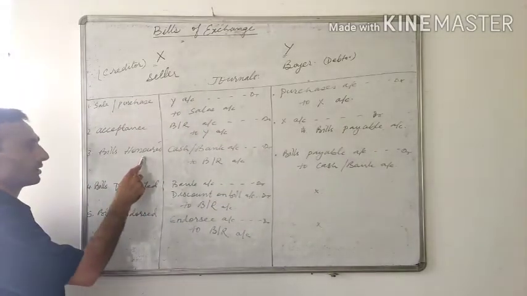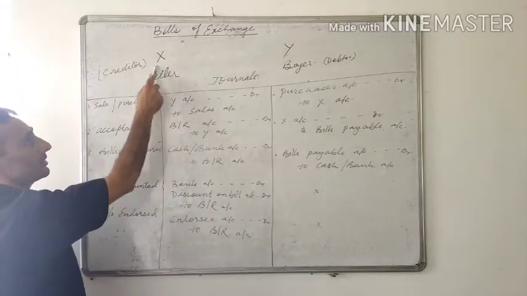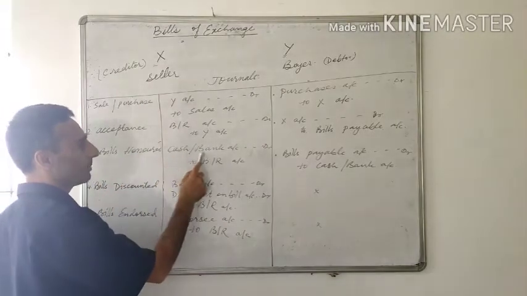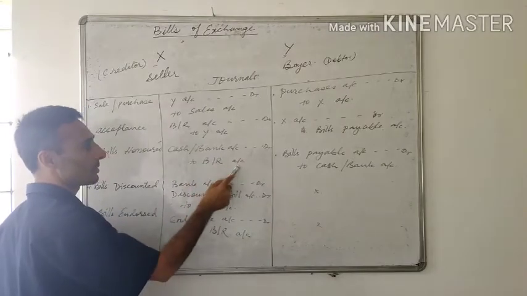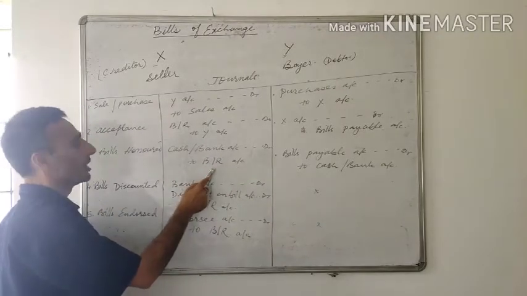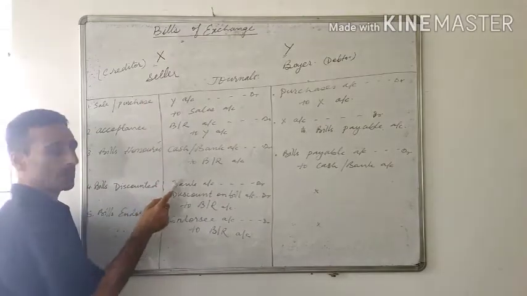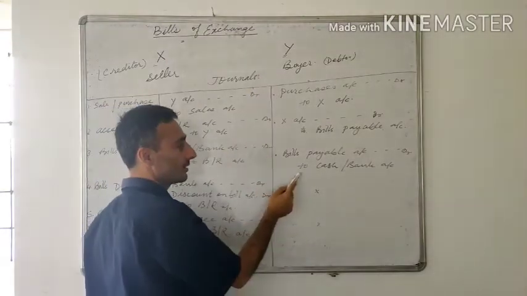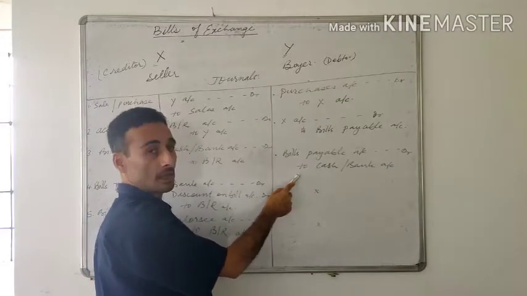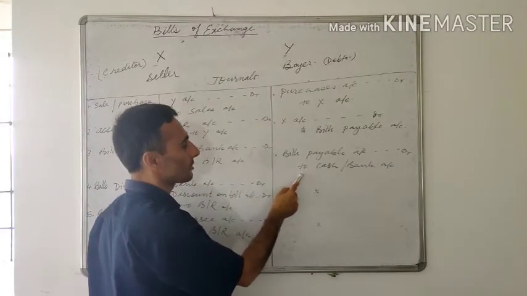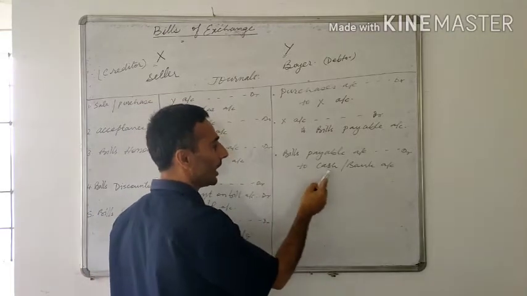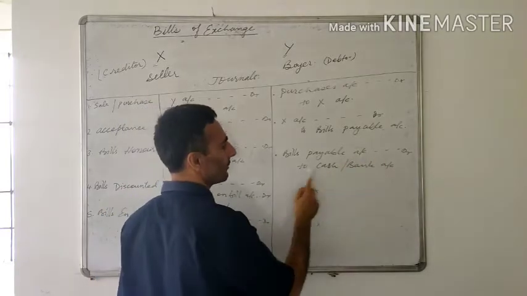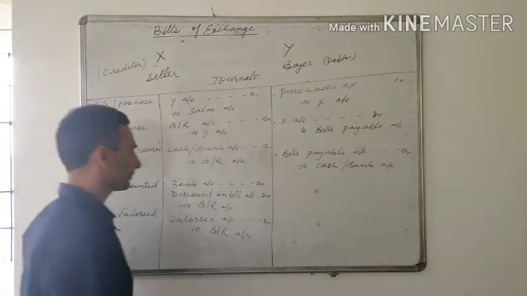Bills honored. Honored means to receive the money. Who will receive? X will receive. What? Cash. So cash or bank account debit to bills receivable account. Why bills receivable account? Because here X is receiving money against bills receivable. Similarly, Y is paying, money is going out. Debit what comes in, credit what goes out, money is going out. So it is to cash account, and against what? Against bills payable. So bills payable account debit to X or bank account.